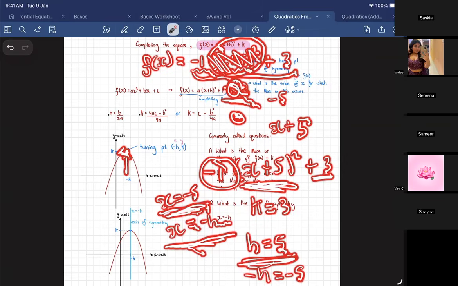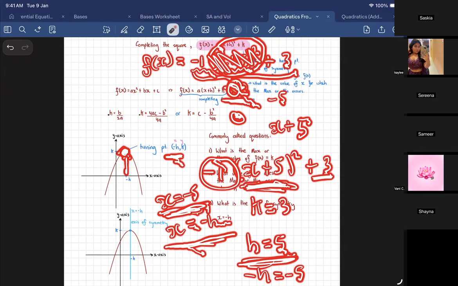So that is why when you're writing the turning point, the x value is -h and the y value is k. It's the opposite to figure out the minimum. But it's the same process, right? All we're trying to do is figure out what value for x is going to make the bracket 0. That's all.